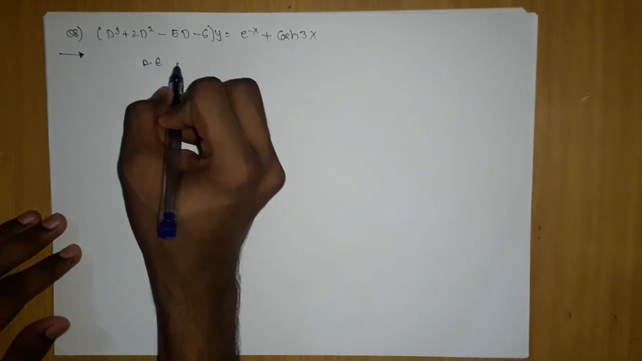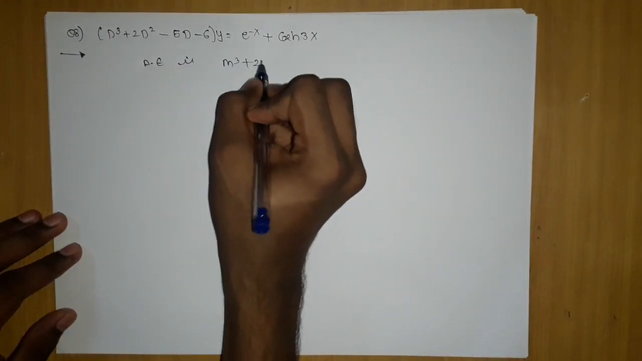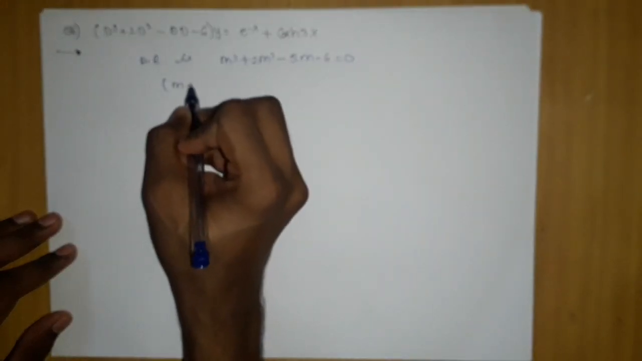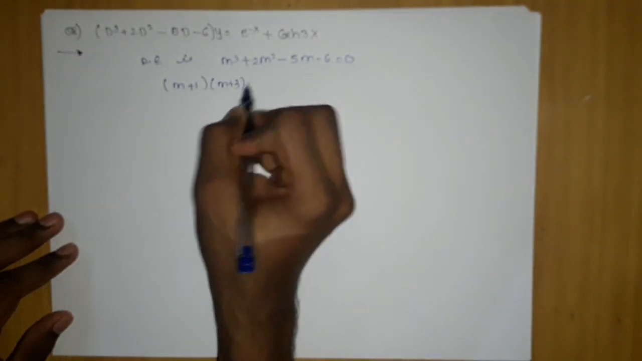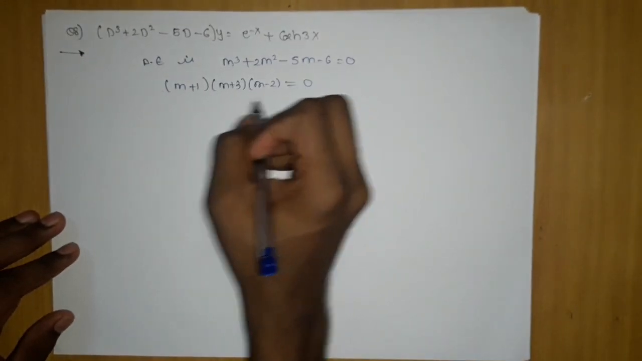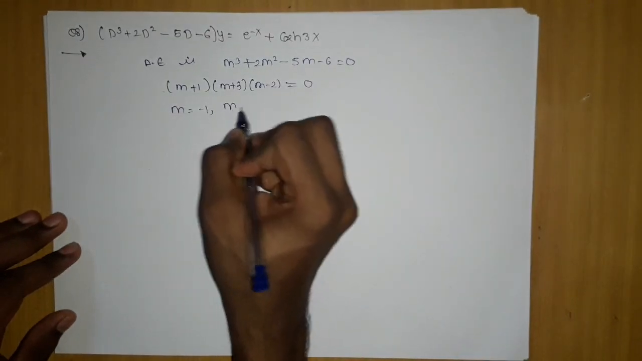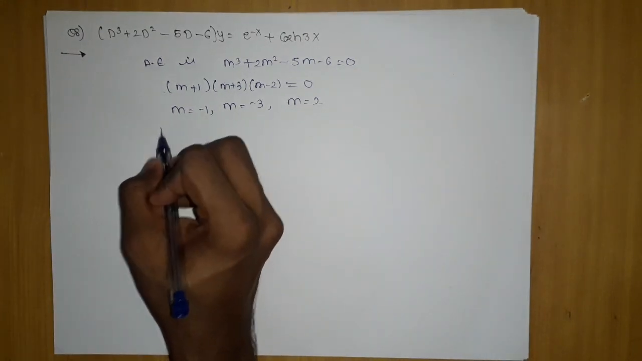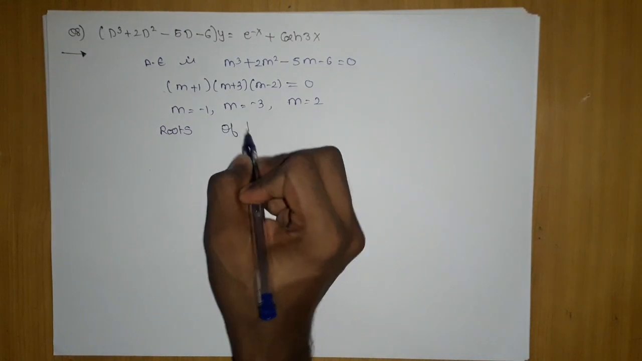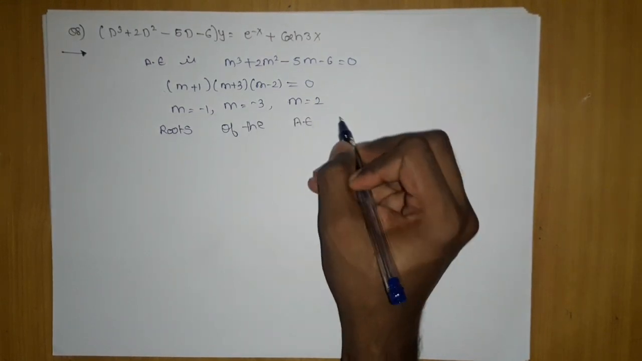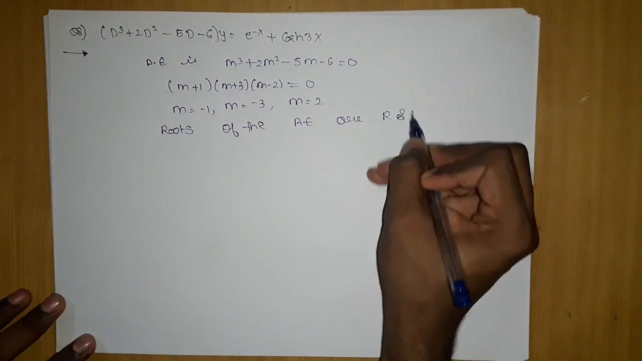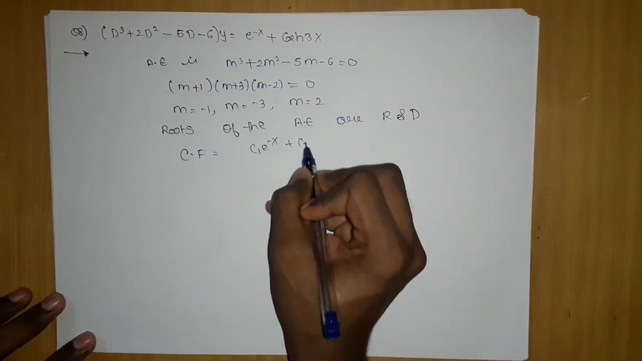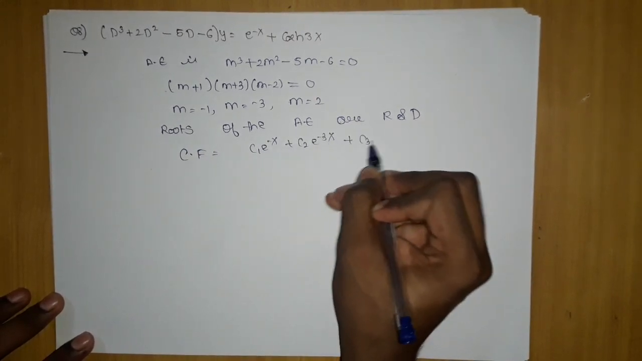So the auxiliary equation is m cube plus 2m square minus 5m minus 6 equals 0. If you do hit and trial, you will get (m plus 1), (m plus 3) and (m plus 2), (m minus 2) as your answer. So m equals minus 1, m equals minus 3, m equals 2 will be your required answer. So now the roots of the auxiliary equation are real and distinct, R and D. Now the complementary function is nothing but c1 e to the power minus x, c2 e to the power minus 3x, c3 e to the power 2x.